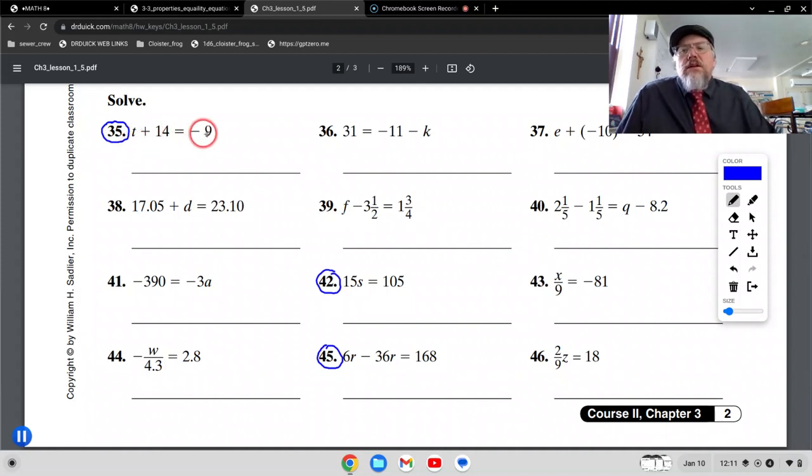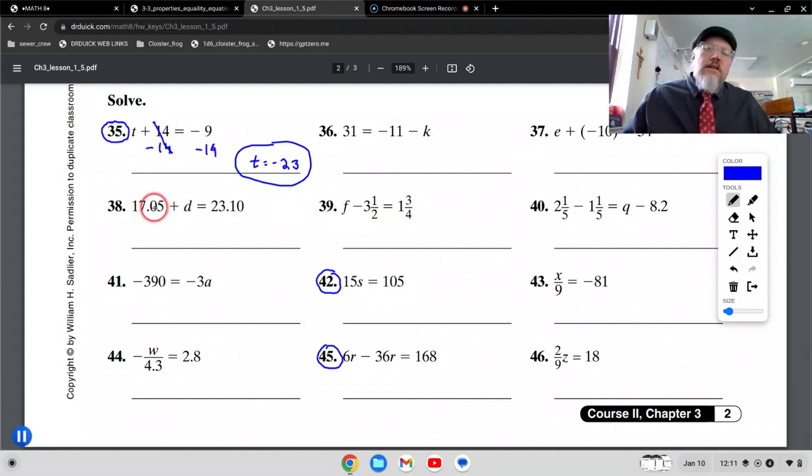T plus 14 equals minus 9. You're going to be subtracting 14 from this end to get the variable by itself, right? And then when you add this together, what do you get? T equals minus 23. Okay? Because these guys are going to cross out. Now, how many of you have done it like this? I mean, really, we've done so many worksheets. You're probably like, oh my gosh, I can't stand this anymore.